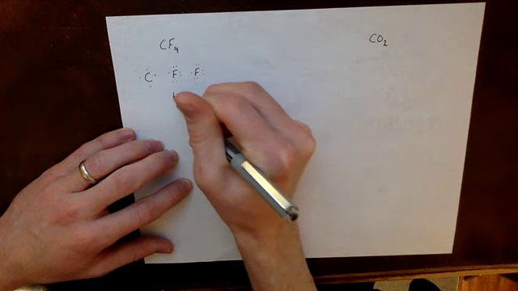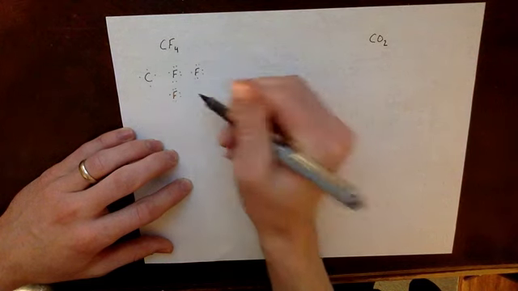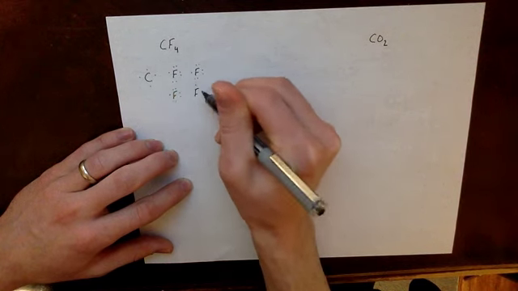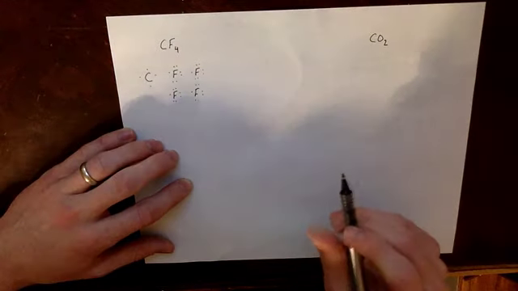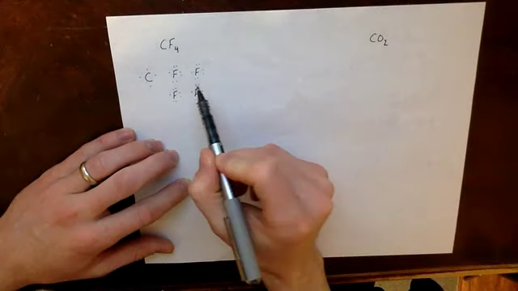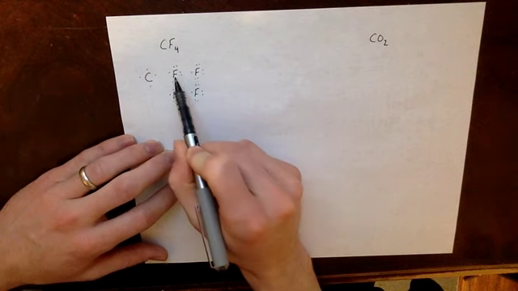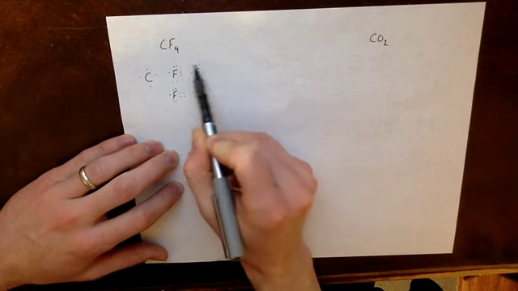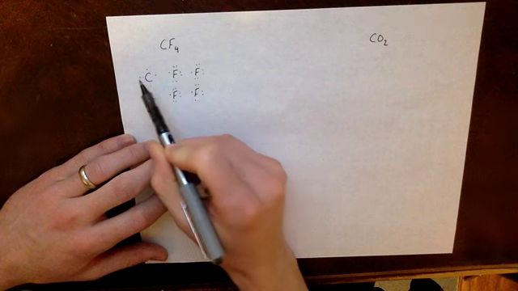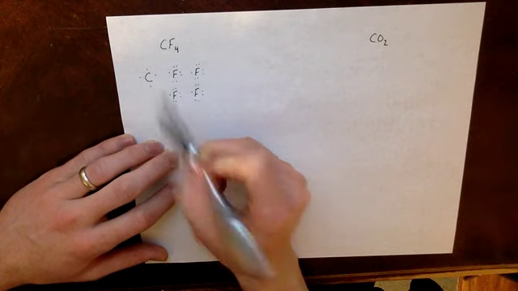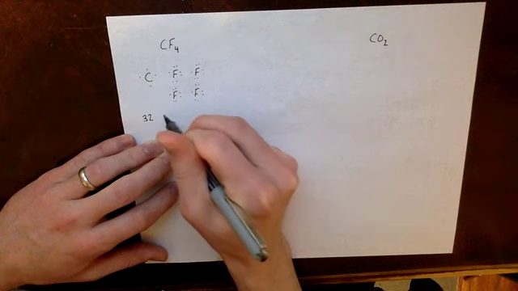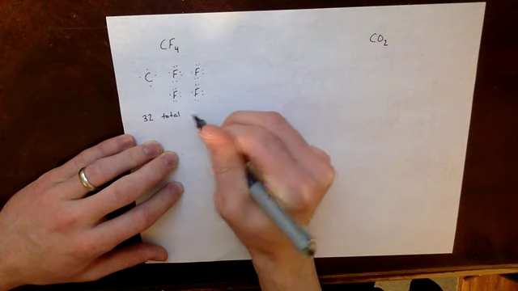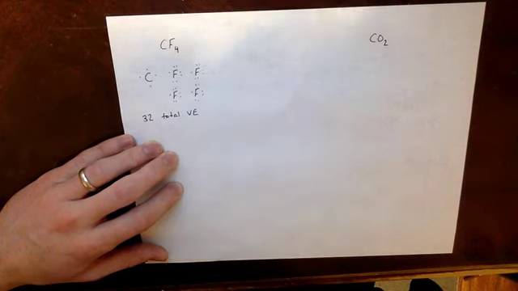So there's 1, 2, 3, and 4 fluorines. Okay, so now let's count our total number of electrons. You've got 7 here on each fluorine, so that's a total of 28 from the fluorine, 29, 30, 31, 32 when you count the carbon. So that's 32 total valence electrons.